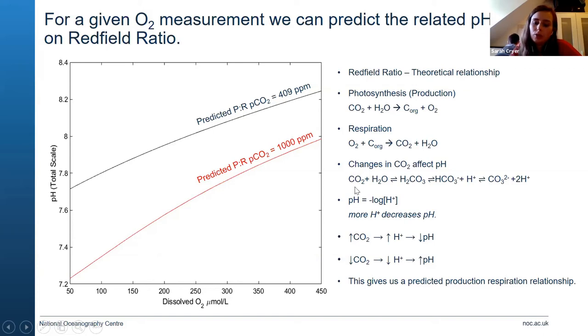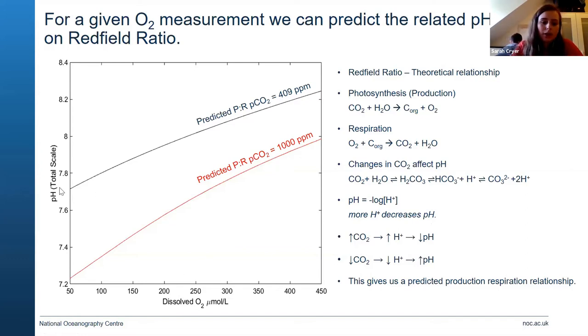As CO2 increases, it drives this equation to the right. We don't really need to think about this whole equation, but just think about if CO2 increases, it drives it to the right and hydrogen increases. As CO2 is consumed during the day, it drives the equation to the left, and hydrogen decreases to balance it out. As pH is the negative log of the concentration of hydrogen, more hydrogen means a decreasing pH. Just to recap: as CO2 increases, hydrogen increases and pH decreases; as CO2 decreases, hydrogen decreases and pH increases. So as oxygen is consumed or produced, this changes the CO2 and changes the pH.